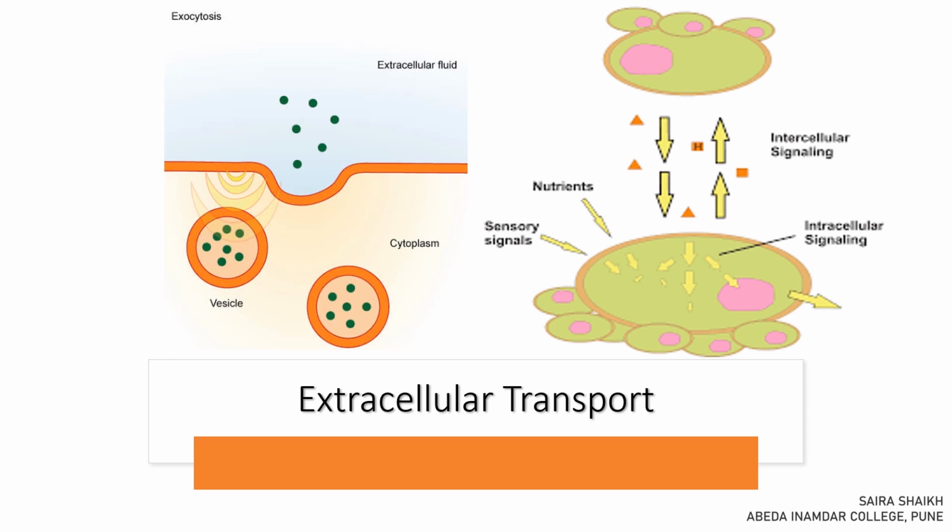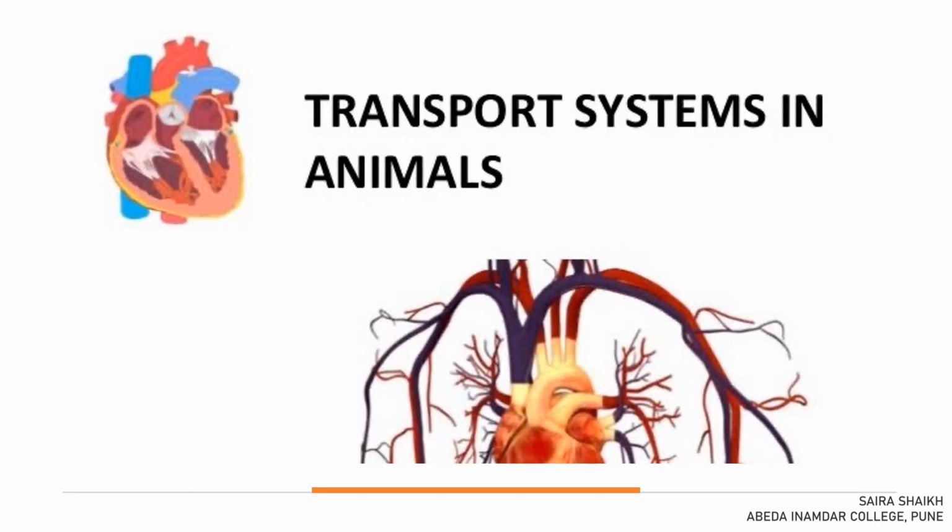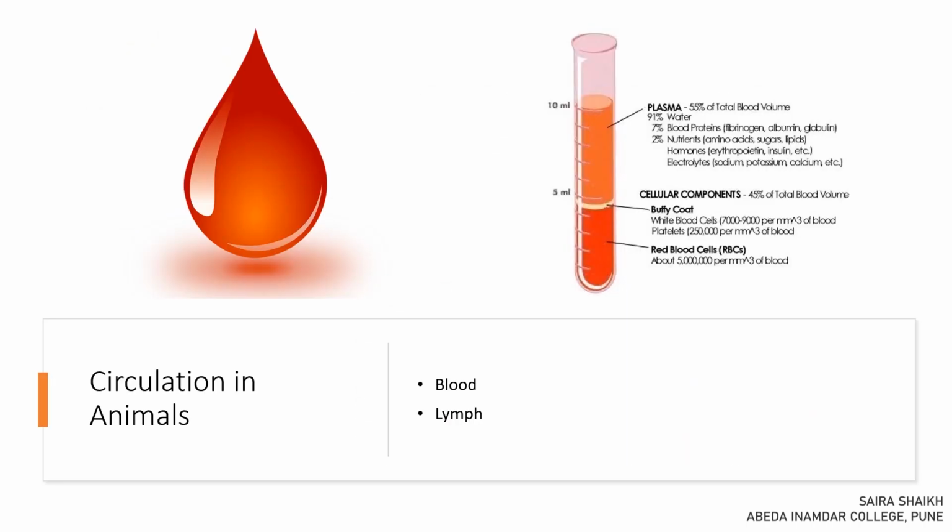When transport is seen between closely associated cells, that type of transport is called intercellular transport, which is completed between the cells. The transport system of higher animals includes blood vessels and the heart. Blood and lymph are the circulatory media present in higher animals.